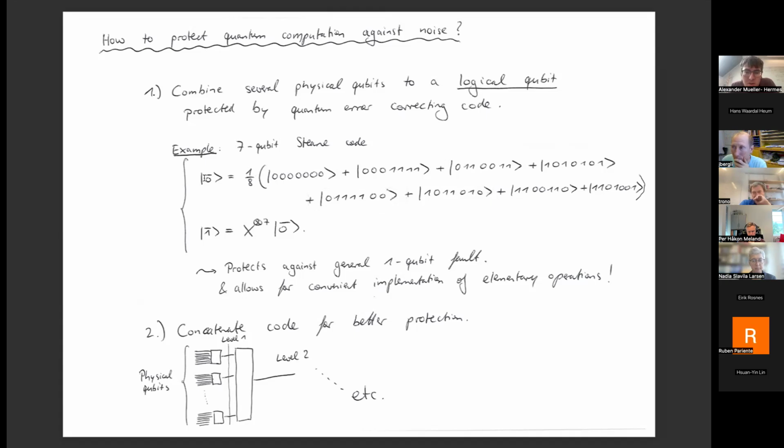So here, for example, to make a logical 0 state, I take the superposition of all of these states, normalized accordingly. And this will be my logical 0. Then I have a logical 1 by applying X gates to this state. And these are two states that I can use to represent my information, and that is protected against general 1-qubit faults. So if one of the qubits undergoes some noise process, I can always recover this by looking at the outcome states.